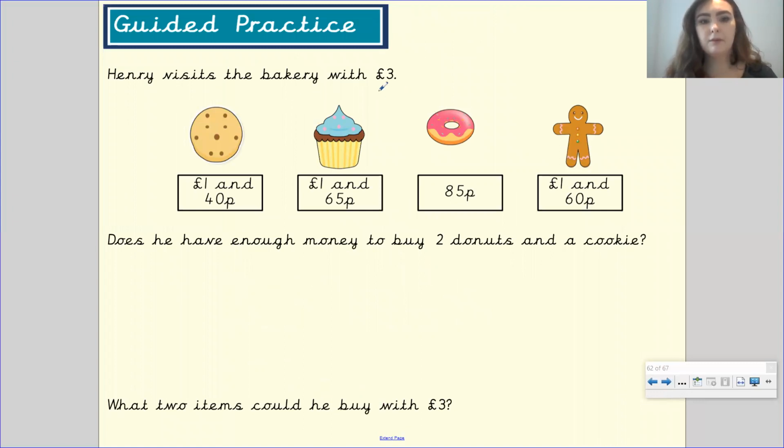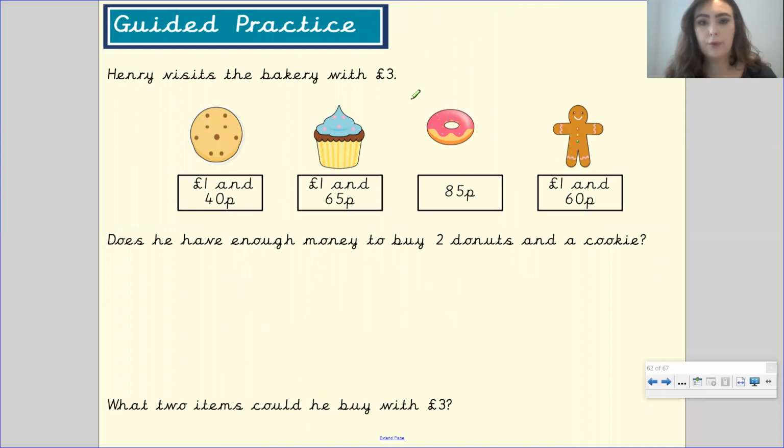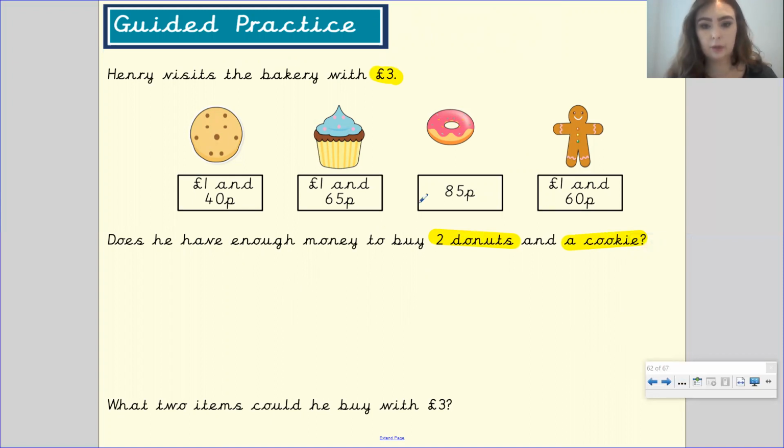Okay, Henry visits the bakery and he has got £3. That's important. He's only got £3. Now we need to work out if he's got enough money to buy 2 donuts and a cookie. So let's have a look first at the prices of the donuts and the cookie. So 1 donut is 85 pence.